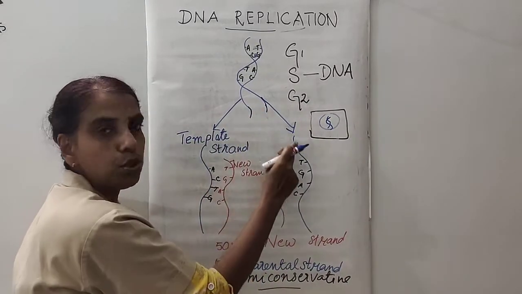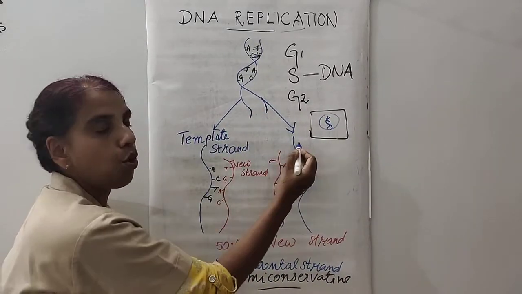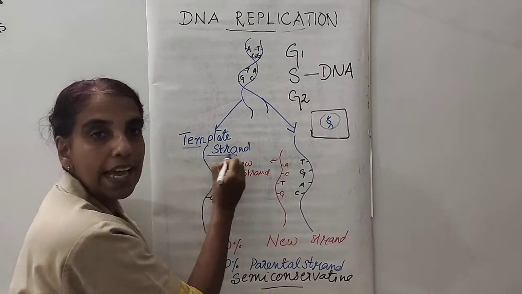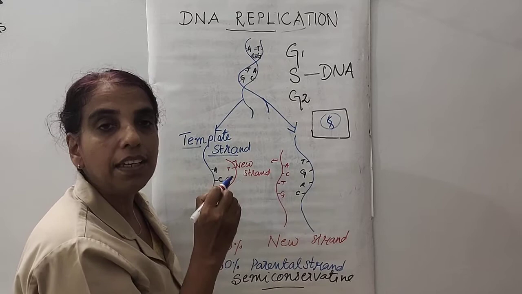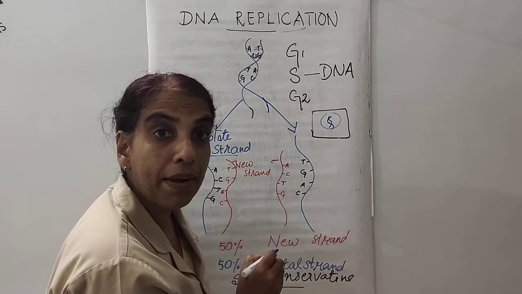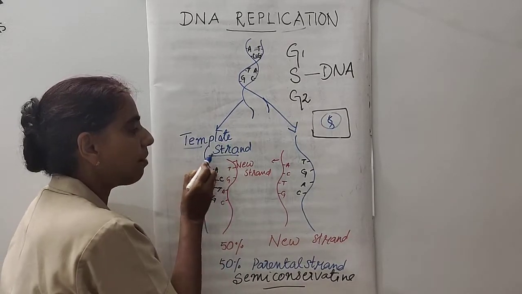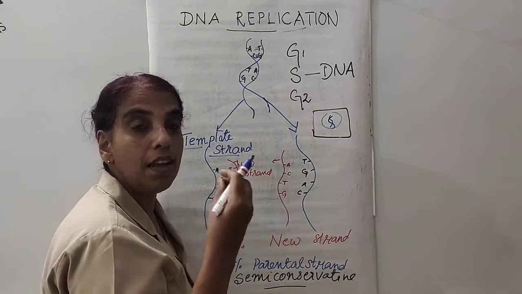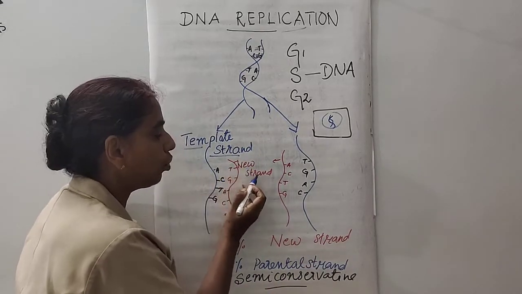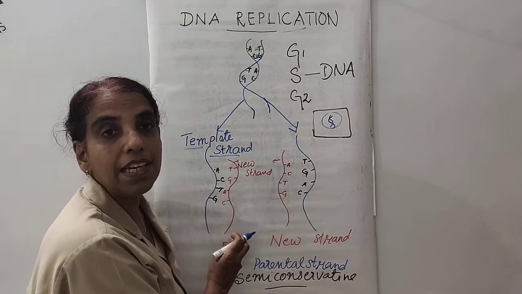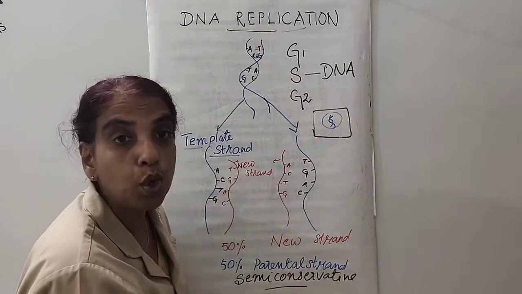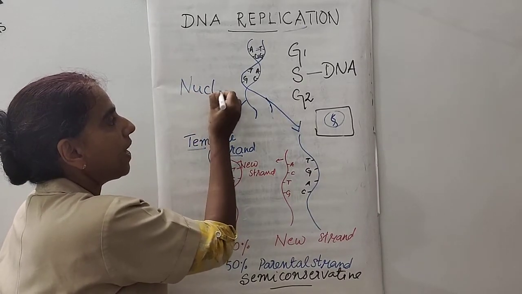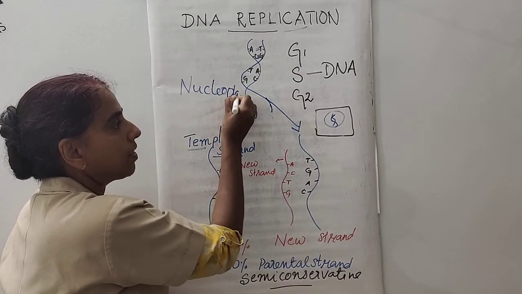So these two separated strands are shown in this blue color. Now you don't say parental strand, you call it the template strand. So this template strand will guide or decide what should be its complementary strand inside the nucleoplasm. All these processes are taking place in the nucleoplasm.